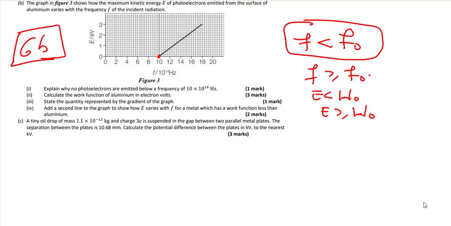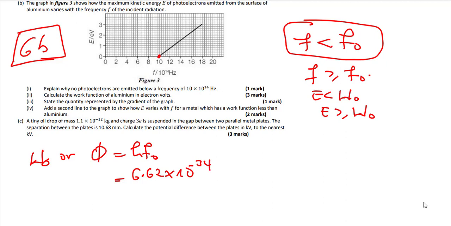Okay, Roman 2 says calculate the work function of aluminium in electron volts. So what's the work function? W naught or phi is equal to h F naught, where h is the Planck's constant, which is 6.62 times 10 to the negative 34 joule second, times F naught. F naught is the minimal frequency at which electrons start being ejected, and from the graph it is 10 times 10 to the power 14 Hz. So we have to leave our answer in electron volts.